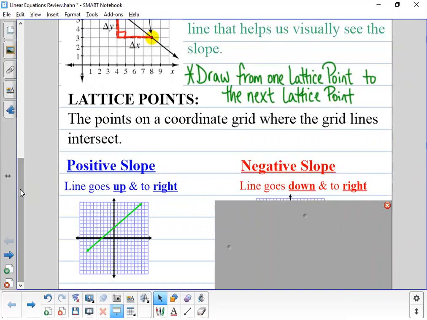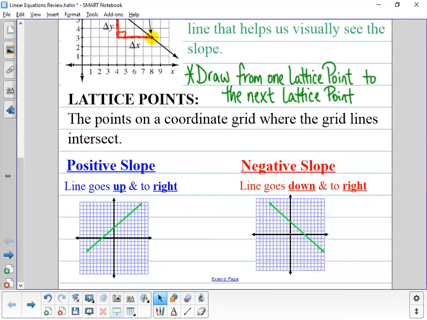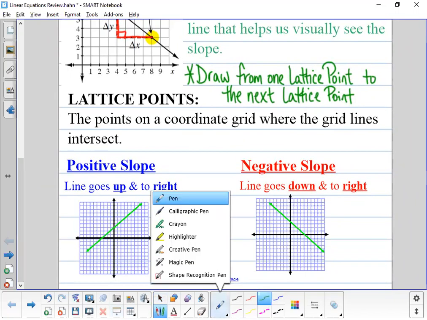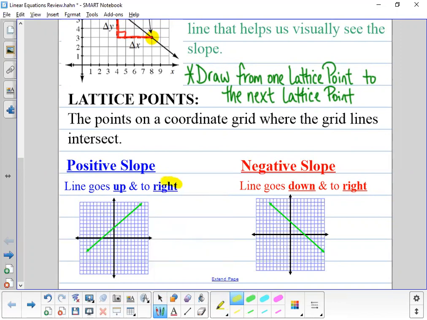As I go from left to right, my line is going up. That means it has a positive slope. A negative slope means that as I look at it going from left to right, it is going down. But notice, both ways, I'm thinking about it as it goes to the right, from the left to the right. So a positive slope goes up and to the right, a negative slope goes down and to the right.